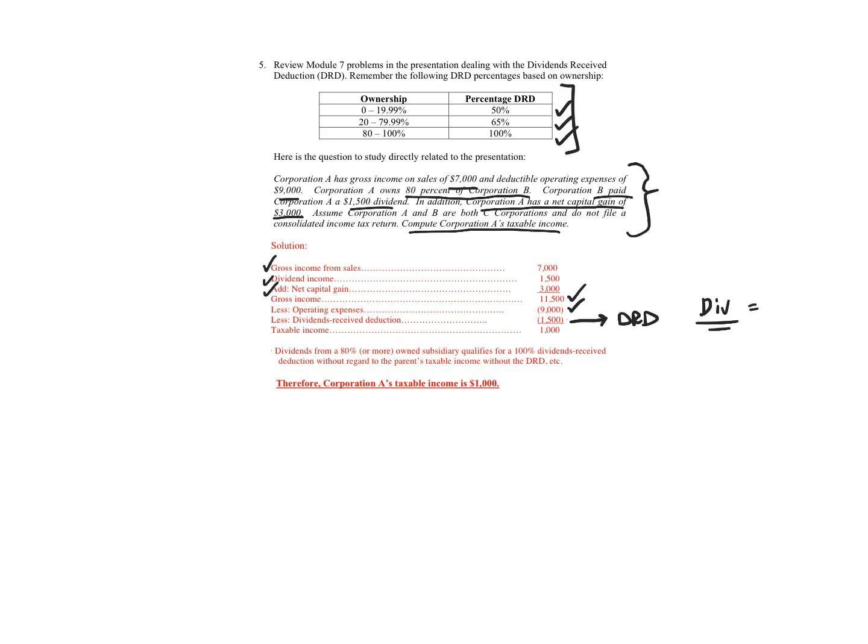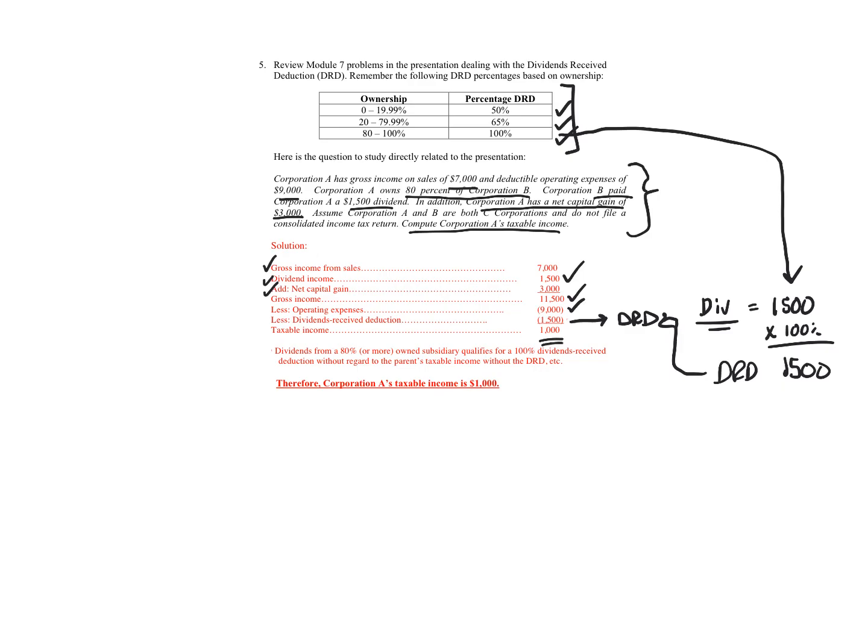It has to be a dividend. Here it's $1,500. We multiply it by the percentage. We're told that Corporation A owns 80% of Corporation B, so that's going to be 100%. So that means the DRD of $1,500. So we include $1,500, but then we also get a DRD of $1,500, so effectively it offsets one another, and your taxable income is $1,000. And that is going to be your answer, taxable income is $1,000.